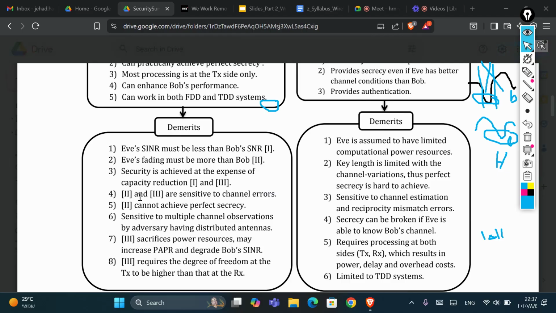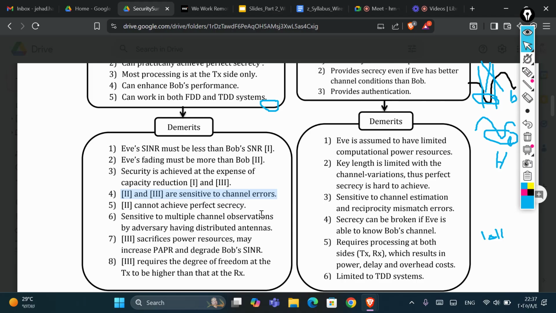The fourth demerit says that in the case of channel adaptation methods and noise and interference injection methods, they are both sensitive to channel errors. This is very obvious, very clear why we have this, because both of them use techniques that are based on the channel conditions, and the transmission is optimized and adaptive to the channel behavior of the channels. That's why we call them sensitive to channel errors, and we try to compensate for these type of errors.